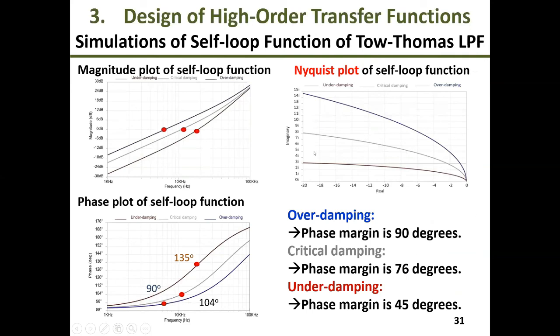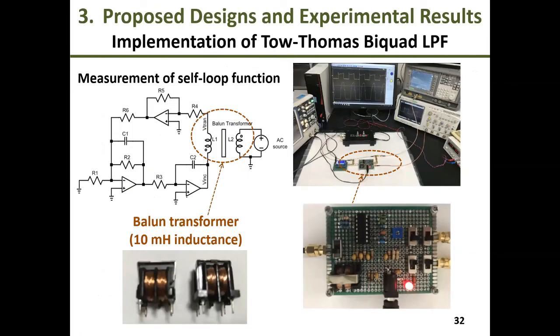And now let me show the behavior of the cellular function in the second order Tow-Thomas Rauch filter. At the unity gain, you can see that in case of underdamping region, the phase margin is 45 degrees. And now let me compare the measurement result to the theoretical analysis.